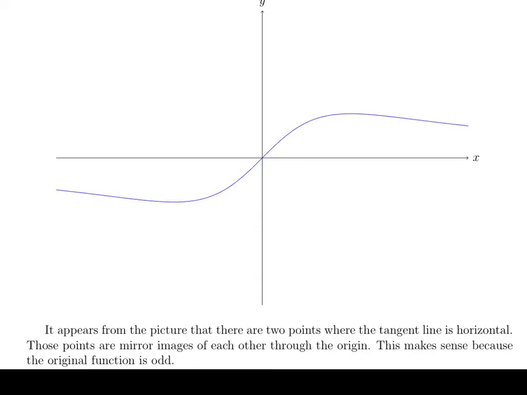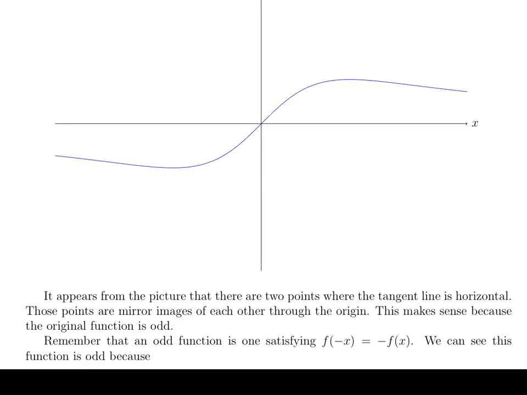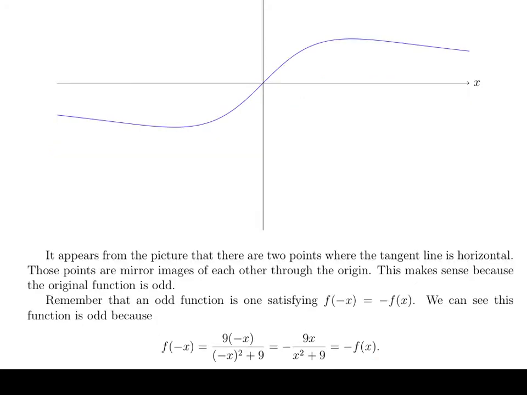Well, let me remind you what it means for a function to be odd. So remember that the definition of an odd function is one that satisfies f of negative x is equal to negative f of x. Now we can verify this in the original function by plugging in a negative x in place of x, and if we do that, then the x that's on the inside of the x squared disappears, but this negative gets pulled out in front, and so we end up with f of negative x being in fact equal to negative f of x. And so that means the function is odd.